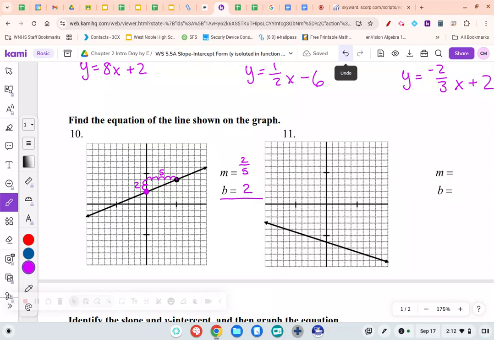It also tells me to find the equation of the line. So the equation of this line is y equals 2/5x plus 2. Having this information here just helps us break it down to then write our equation.